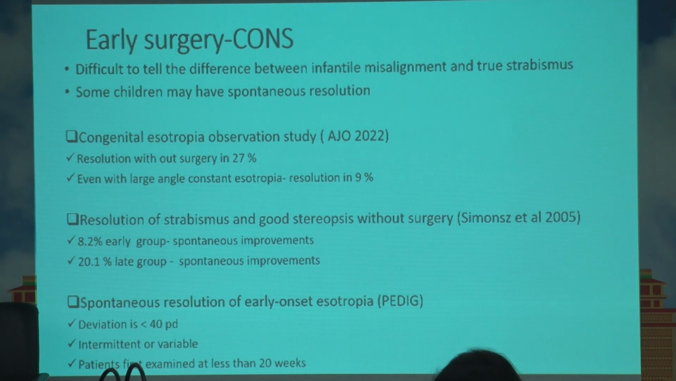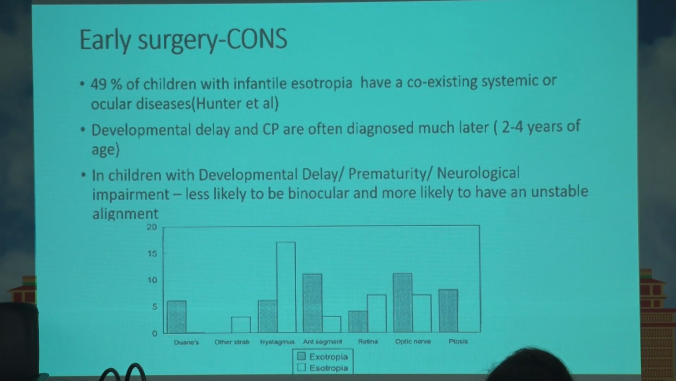However, the cons of early surgery, as we know, this is a very, very young child, and knowing exactly whether it is an infantile misalignment, or just a temporary misalignment which may spontaneously resolve, or is it actually a true strabismus, that sometimes may become difficult to differentiate. Some children have shown spontaneous resolution, especially with smaller angles. That was shown in the congenital esotropia observation study, and also in some pedigroup studies, which show that deviation less than 30 diopters, around 20 diopters, or milder forms of deviation may show some spontaneous resolution, especially if the patient is examined very early in life at around 20 weeks of age.